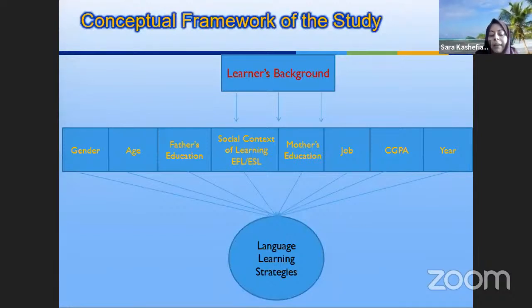You know, there are many factors which can affect the use of strategies, including context. In this study, the learner's background is taken into consideration, such as social context, which is EFL versus ESL. What else? Gender, male students versus female ones. Age. So we classified age and categorized it into three categories of below 20, between 20 to 23, and above 23.